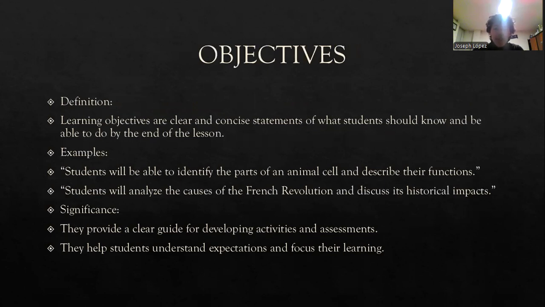Okay, the objectives. The learning objectives are the heart of any lesson plan. These objectives should be clear and specific, stating what the student should know or be able to do by the end of the lesson. For example, an objective might be for students to analyze the causes of, for example, the French Revolution or the American Revolution, okay? These objectives guide both classroom activities and assessments.